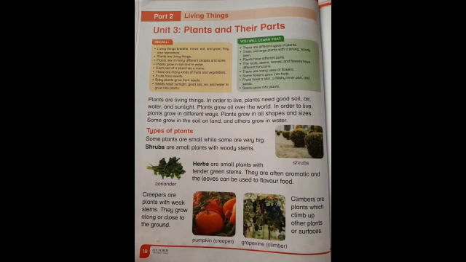What are living things? Living things are those which can breathe, move, eat and grow. They also reproduce. Today, we are going to study about plants and their parts. Plants are also living things. Plants are of different shapes and sizes. Plants grow in soil with the help of water and sunlight. Different plants have different parts and each part of a plant has a name.